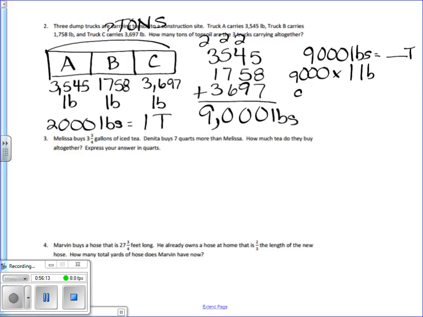So it's 9,000 times 1 over 2,000. 1 pound is 1/2,000 of a ton. It takes 2,000 pounds to make a ton. If they only have 1 pound, it's 1 out of the 2,000 it takes. So 5 of those would be 10,000. So 9,000 over 2,000.